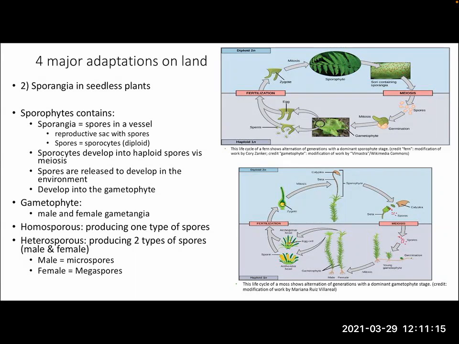So microspores and megaspores. An example of this is, say, the pollen and eggs of a gymnosperm. The pollen are very tiny, the eggs are much larger, and so that is an example of a heterosporous individual. So they have two types of spores. They have male spores and female spores.